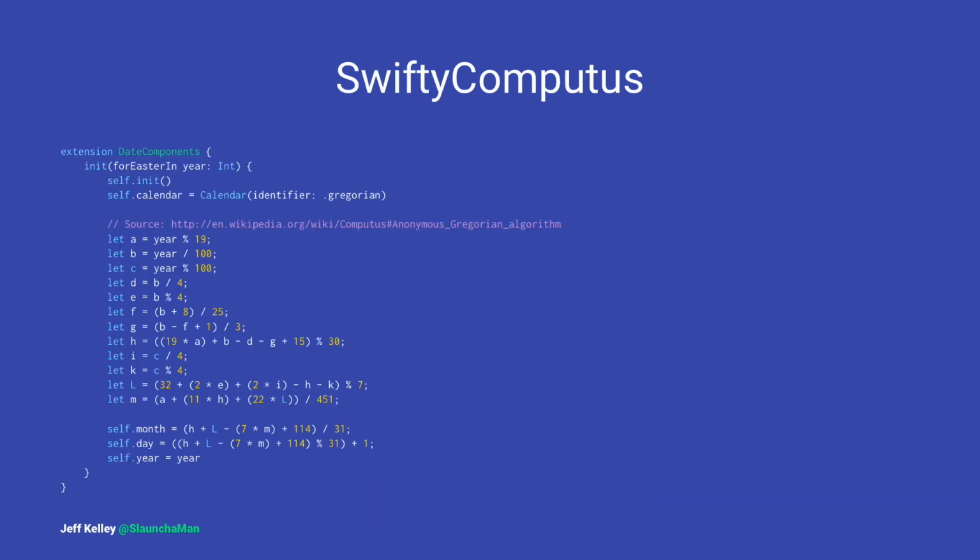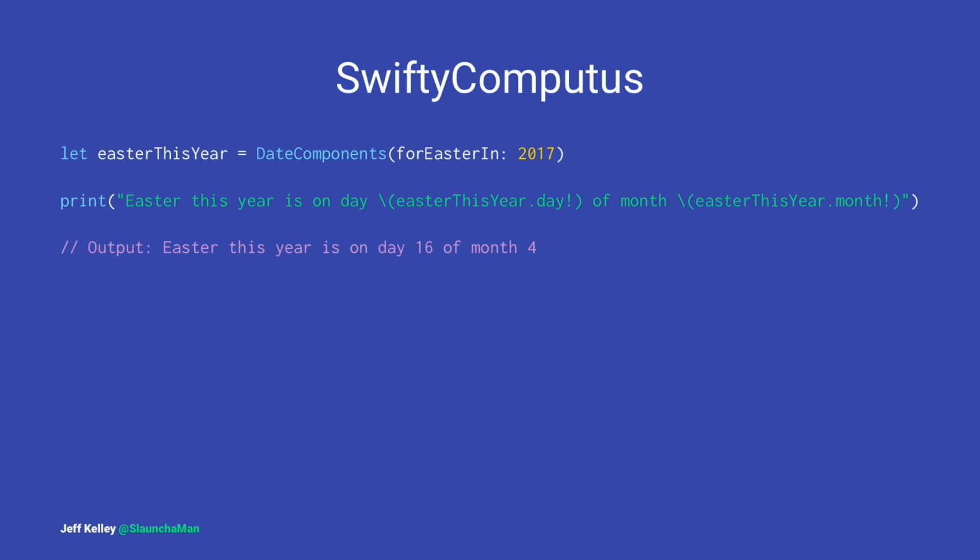So I translated that to Swift, a little bit easier to read. Just make a bunch of constants and figure it out. What you have as your input is an integer for the year. Sure enough, if you run this for 2017, it'll give you back date components with a month and day of April 16th. Don't check, I'm sure it's right.